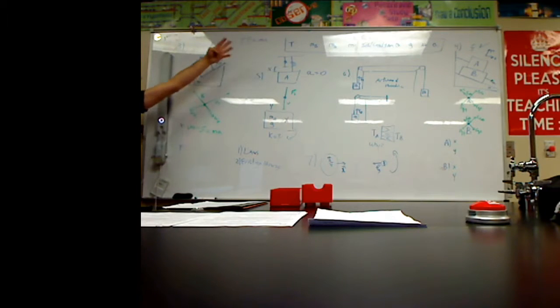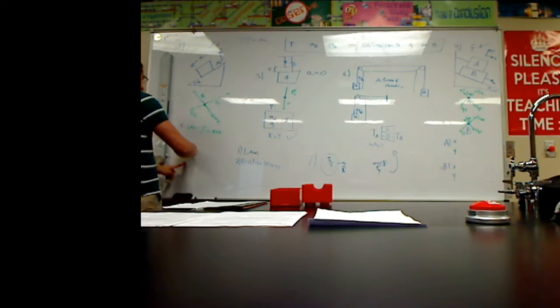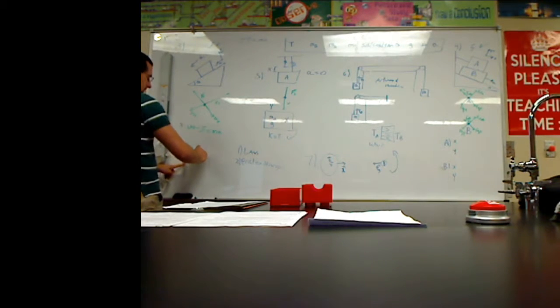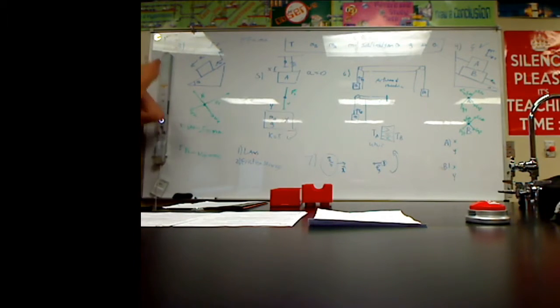Let's do the y direction really quick though. Positive is this way, so it'll be the normal force minus the weight y equals ma. But what's a? Is it falling through the table or going up?